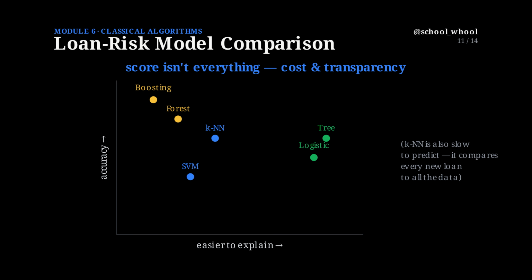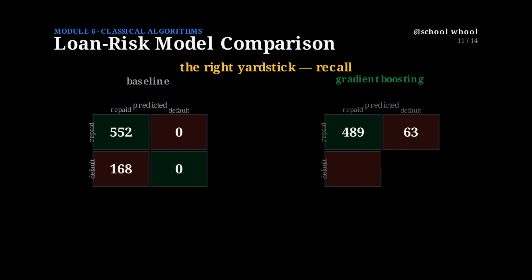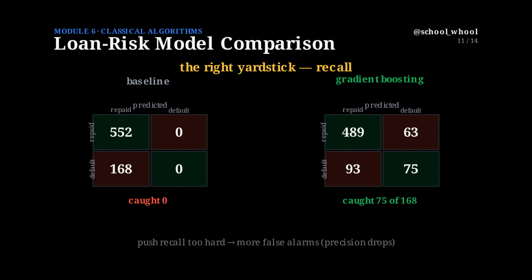Now, the right yardstick. For lending, the mistake that hurts is missing a defaulter, so we care about recall, the share of true defaulters we actually catch. Compare the confusion matrices. The baseline caught none. Our gradient boosting winner now catches a large share of them. But there is a tension. Push recall too hard and you start rejecting good borrowers, hurting precision. The right balance is a business decision, not a mathematical one.